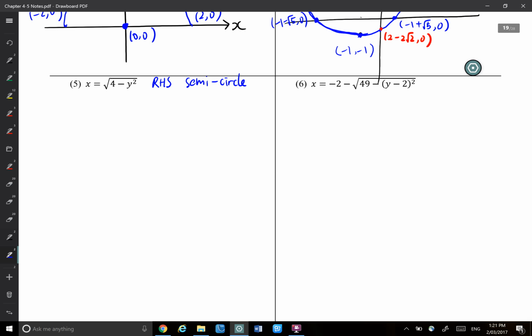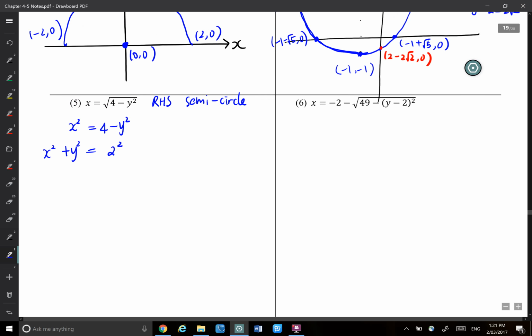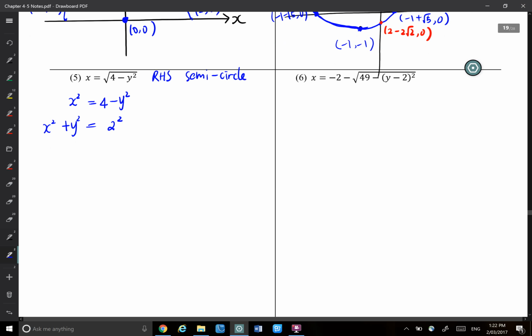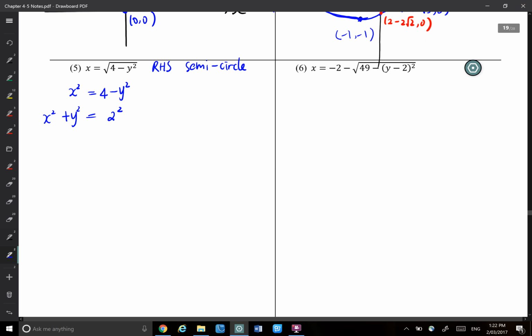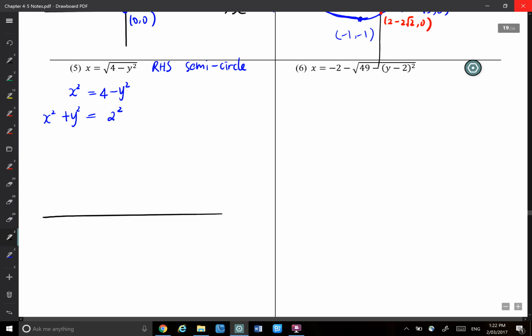So where's the radius? What is the center? So I will square both sides. I have x squared equals 4 minus y squared. And then we have y squared plus x squared equals 2 squared. And same, it's the same as the top one, but for this one we have a right hand side semicircle.